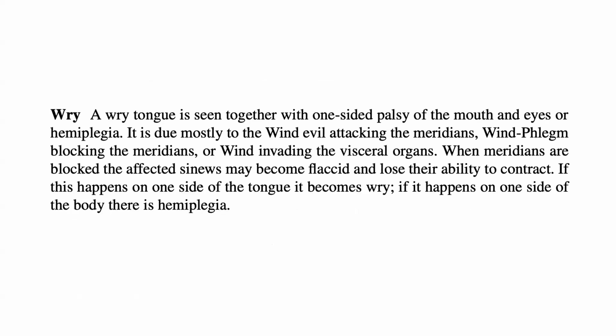A wry tongue is seen together with one-sided palsy of the mouth and eyes or hemiplegia. It is due mostly to wind evil attacking the meridians, wind phlegm blocking the meridians, or wind invading the visceral organs. When meridians are blocked, the affected sinews may become flaccid and lose their ability to contract. If this happens on one side of the tongue, it becomes wry. If it happens on one side of the body, there is hemiplegia.